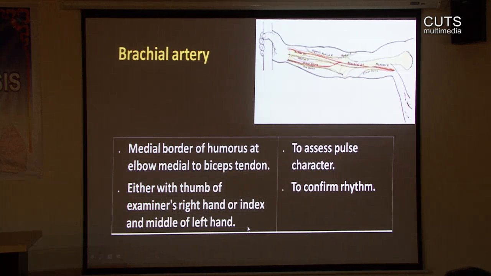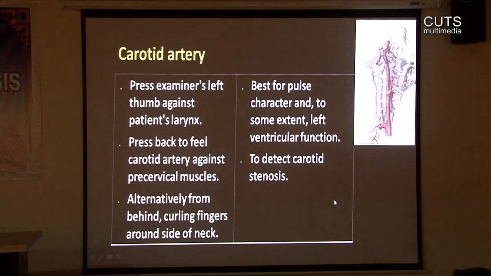Brachial pulse, we assess the character of the pulse and also confirm the rhythm. Carotid pulse, it is best for the pulse character and to some extent left ventricular functions. It also makes us able to detect the carotid stenosis.